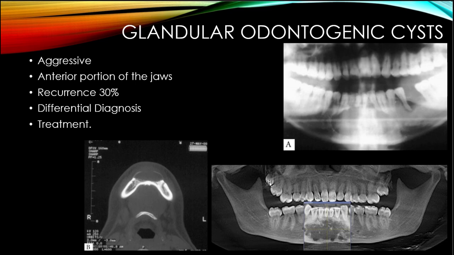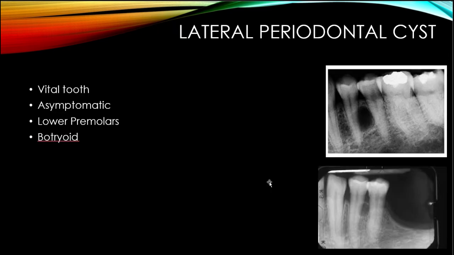Now, glandular odontogenic cyst, usually it's aggressive and more in the anterior portions of the jaws. Less recurrence rate than keratocyst. Now, differential diagnosis can include ameloblastoma. It can include radicular cysts if it's small, central giant cell granuloma. Now, the management is enucleation. For lateral periodontal cyst, to differentiate it from apical or radicular cyst, usually it's a vital tooth and asymptomatic. Now, the more aggressive form of it is called botryoid, which looks like a grape.